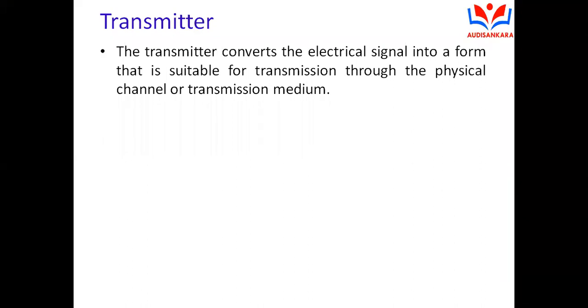That means the modulation is done at the transmitter side, so that the transmitter converts the signal into the form of an electrical signal, and then that electrical signal into a form that is suitable for transmission to the physical channel or transmission medium.